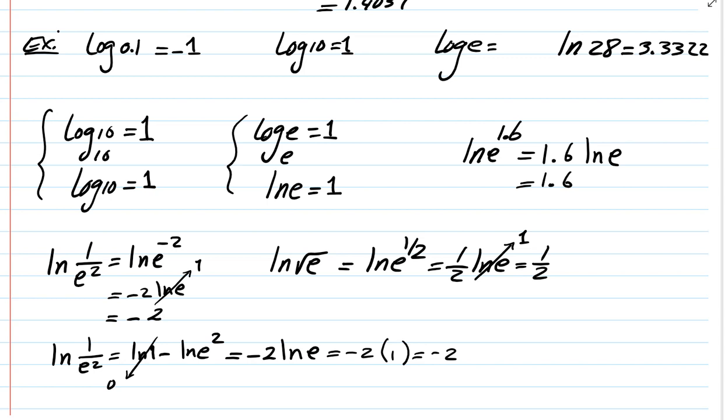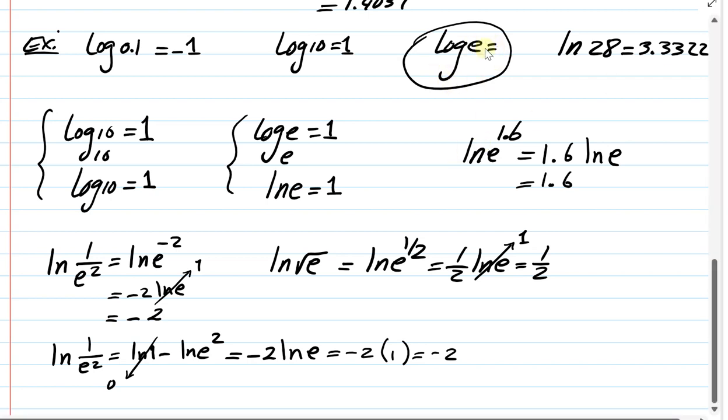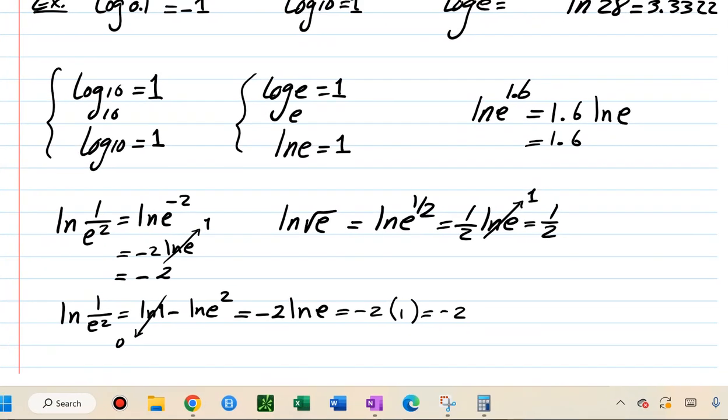Now, gotta be careful here. That's not going to be 1, right? Only when the base and the argument are the same. What's the base of the one that I have circled? What's the base of this one? Remember, if the base is not written, it is 10, correct? It is going to be 10.